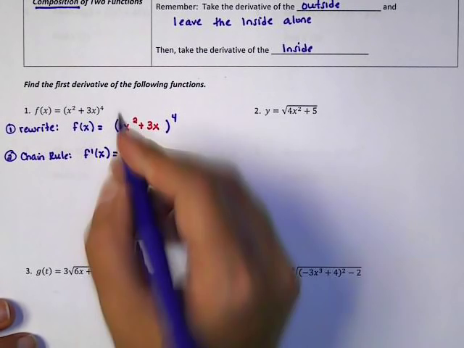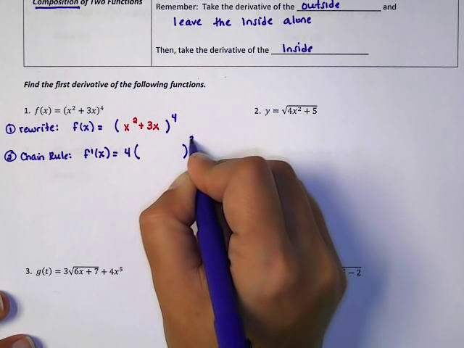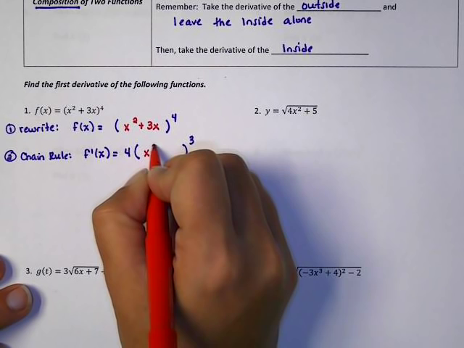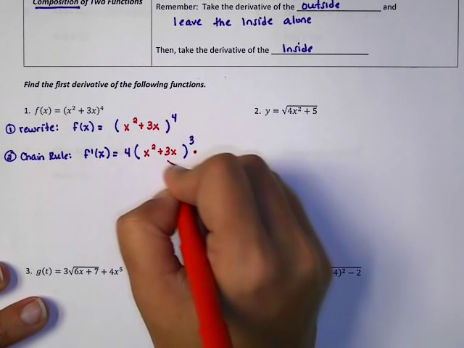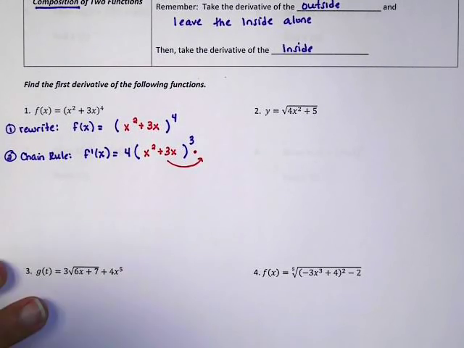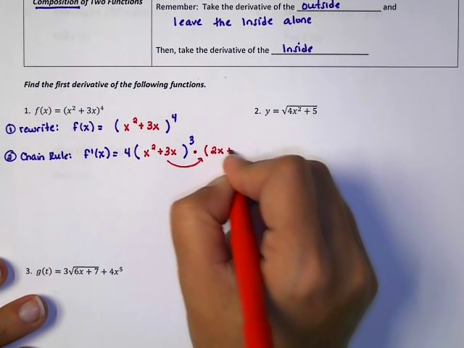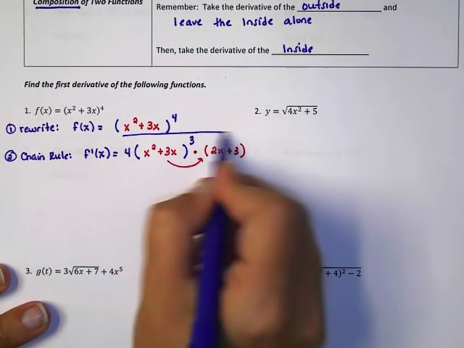The answer is that when I take the derivative of something to the fourth power, I drop the 4 and I decrease the power to a 3. So that's my first layer of derivatives. Now chain rule says don't change the inside, so I'm just copying the inside exactly the way that it originally was. Then take the derivative of the inside as the chain. So the chain, the derivative would be 2x plus 3. This would be your final answer.